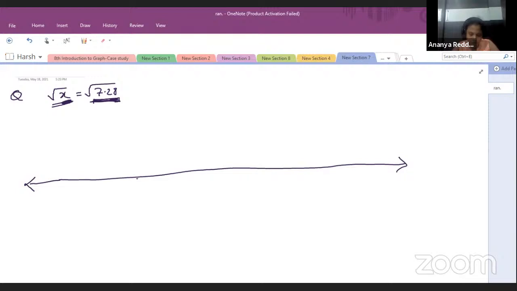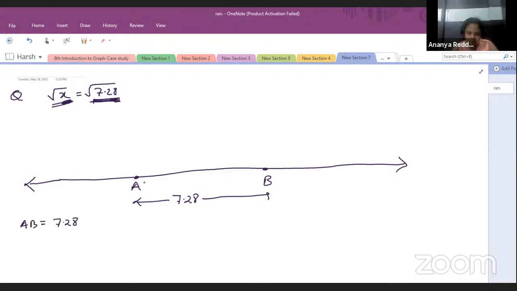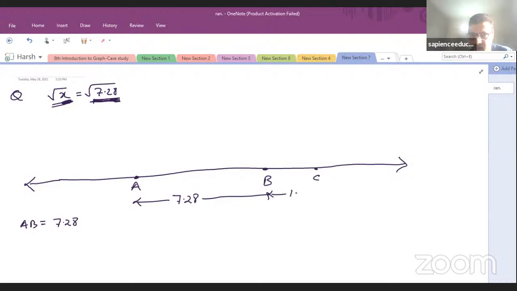We have to take point A. Okay. So we have to draw a line AB measuring 7.28 centimeters. Okay. This is 7.28. Very good. Now, AB is 7.28. Next. Now we have to take 1 centimeter from B to C. We have to draw. Very good. So 1 centimeter or 1 unit, whatever you are taking, 1 unit. So BC is equal to 1.